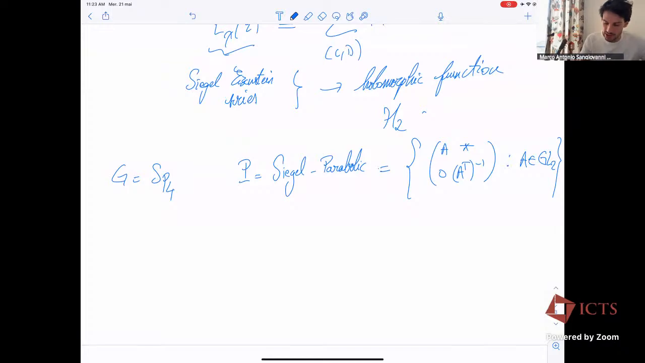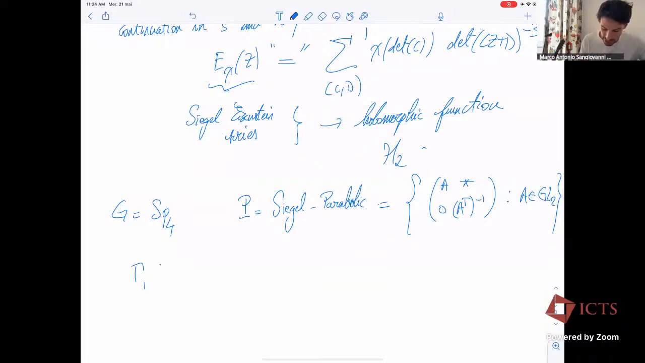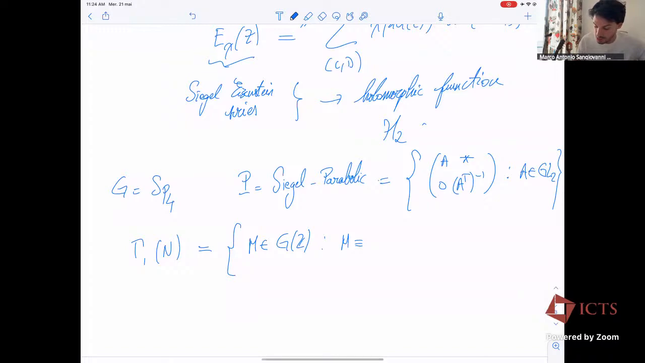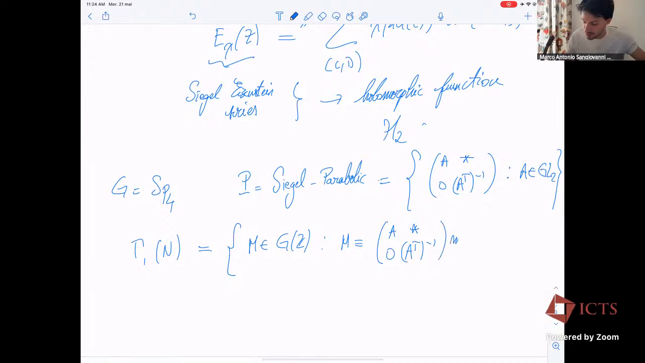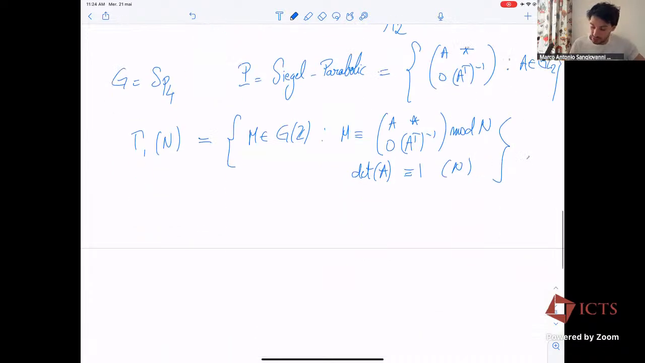And so now I introduce what the level structure of E chi Z is. So I will denote by gamma 1 of N, where N, recall, is the conductor of chi. This is just the set of matrices M in G of Z, such that M is congruent to A transpose inverse, and then something 0 mod N, and that of A is congruent to 1 mod N.